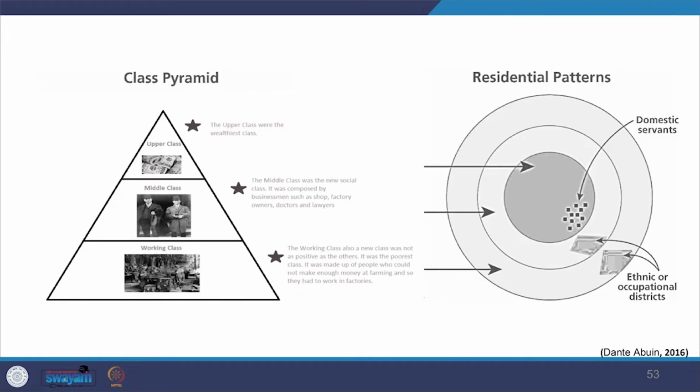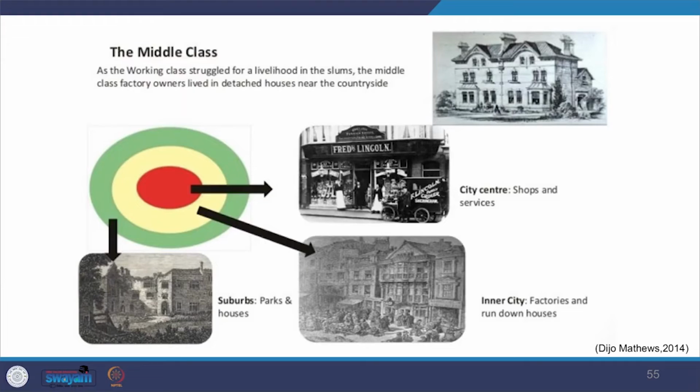The planning of the city was developed where classes were linked to the residential pattern. The elites were situated at the innermost concentric part, while the middle class was situated at the next level of the circle, and the outcasts, the ethnic minorities, were situated in the fringe part of the city. For example, the city center was held up with shops and services, the next ring was accommodated with factories and rundown houses, and the suburbs were situated with parks and houses.